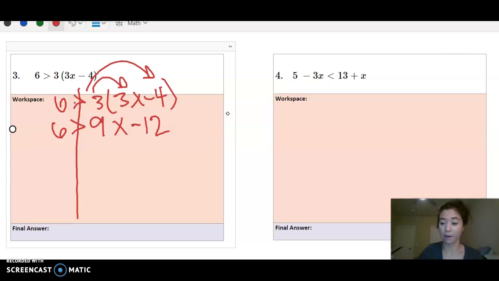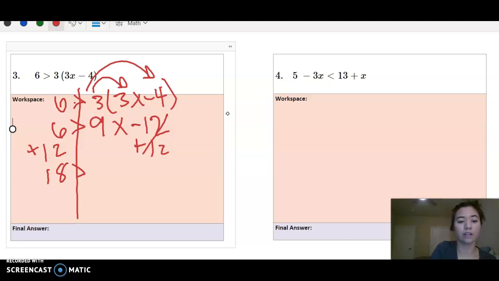Now we can solve. Again, we get rid of subtraction or addition first before multiplication. So I'm going to get rid of my minus 12 by adding it to both sides. Those cancel, and I get 18 is greater than 9x. I have 9 times x, so I get rid of that by dividing. 18 divided by 9 is 2, and then that is greater than x.